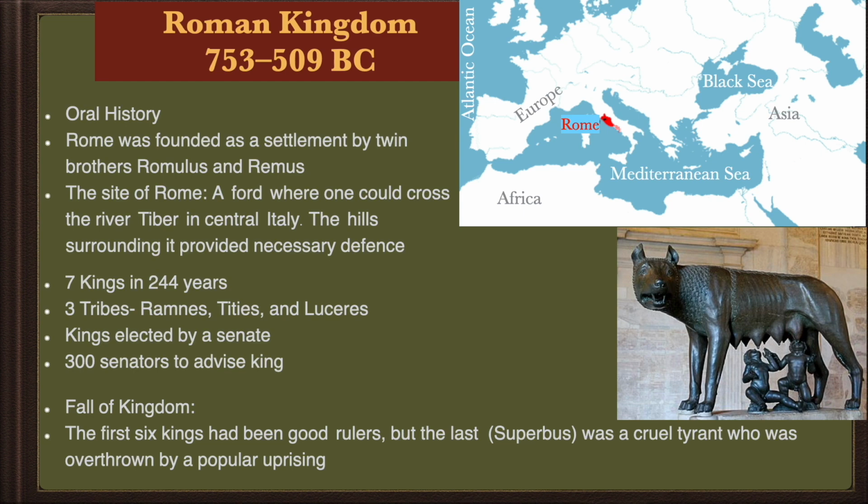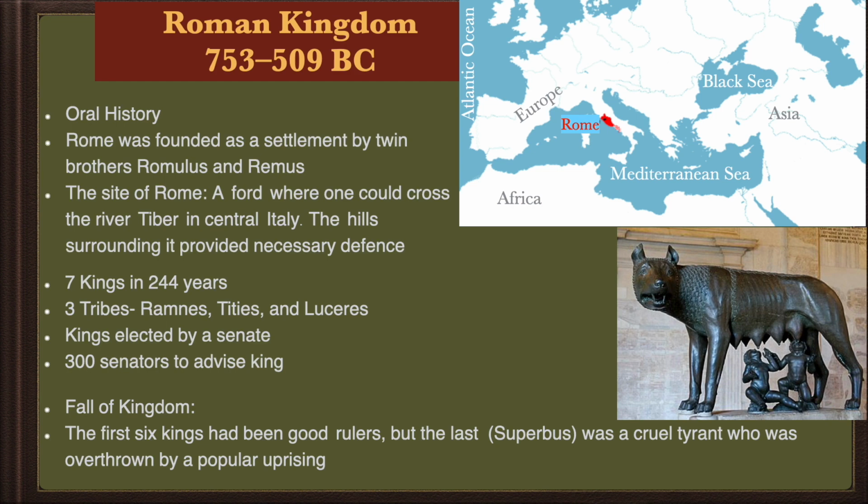As per the legend, the infant twin brothers Romulus and Remus were raised by a she-wolf and later by a shepherd when they were found in a basket floating in the Tiber river. The kingdom started off with a small settlement in a place surrounded by 7 hills in central Italy. The settlement was named Rome after Romulus. The settlement attracted all kinds of people from nearby areas, and soon they formed a kingdom naming Romulus the first king. Romulus turned out to be a good ruler.